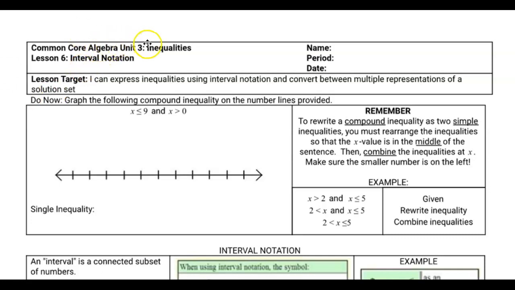Students, this is the lesson 6 video on interval notation. We're still in the inequalities unit. We just had a quiz, and now we're going to take a look at another way to represent intervals. Another way to represent inequalities, I should say, with intervals.